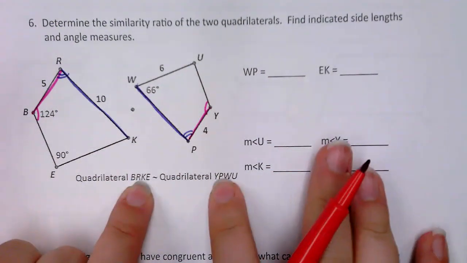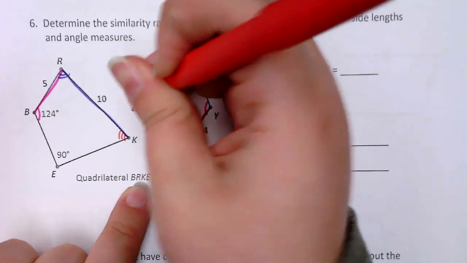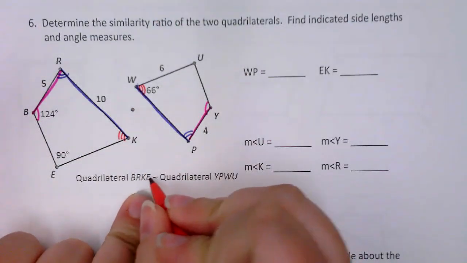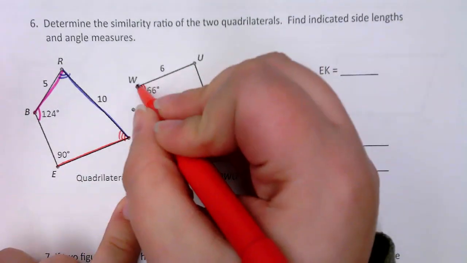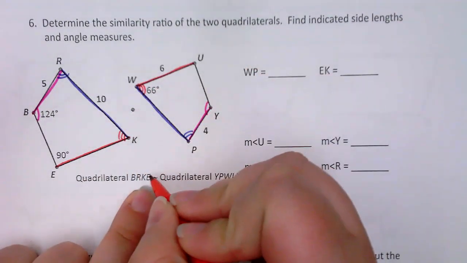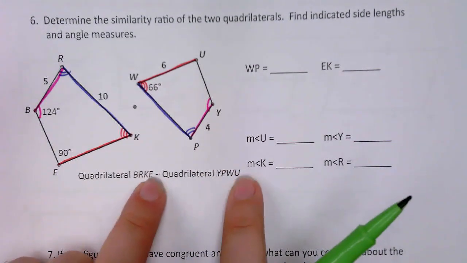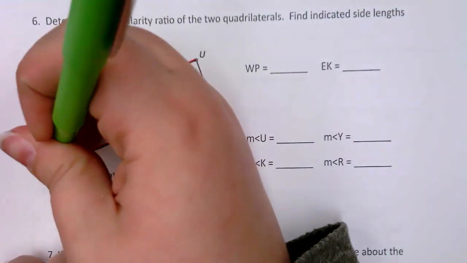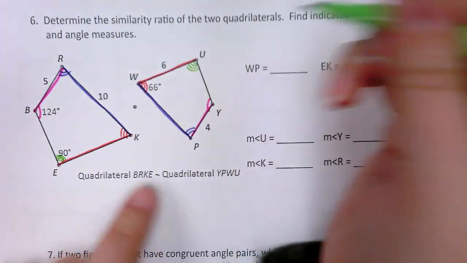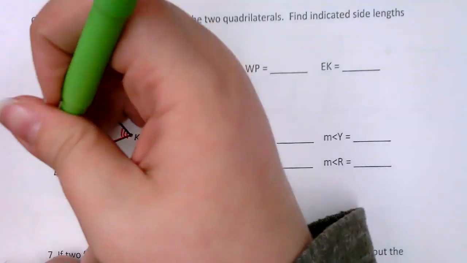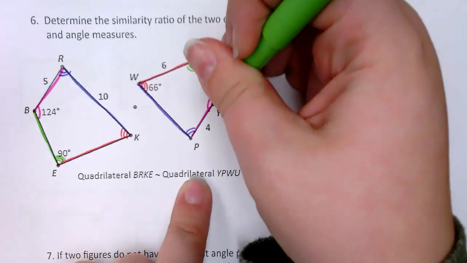So the next one would be K and W. Angle K corresponds with angle W. And then KE corresponds with WU. Again, I'm just going in order. Then we've got angle E corresponds with angle U. They're the last two. So E corresponds with U. And the last side, EB, corresponds with UY. There we go.